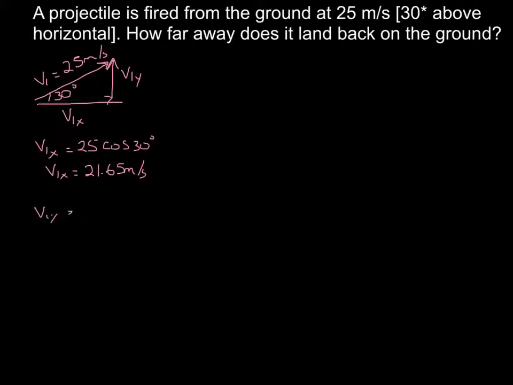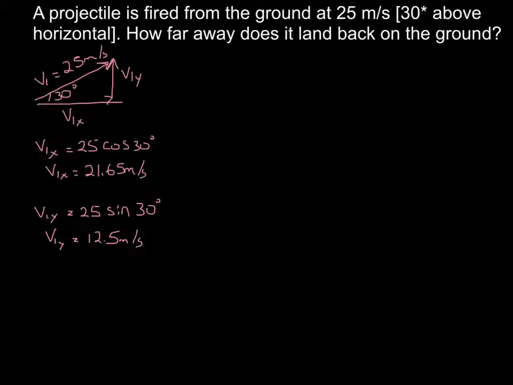We need to do the same thing in the y direction. v1y, 25, instead of cosine this time, it's going to be sine, because here you can see v1y is opposite the angle, so we're going to use sine. So that's sine of 30 degrees. v1y is 12.5 meters per second.